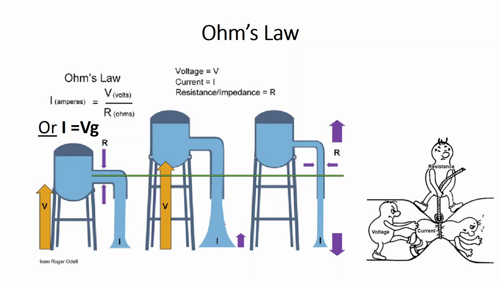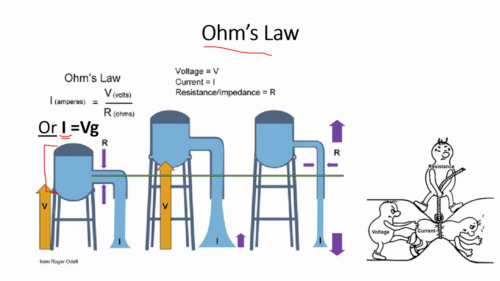So there is a law which is called Ohm's law, which states that current equals voltage times conductance. So what does this mean? It means that when there is a high voltage and a high conductance, this will result in a higher current. Is this all clear? So let's take this as an example, this water tank.